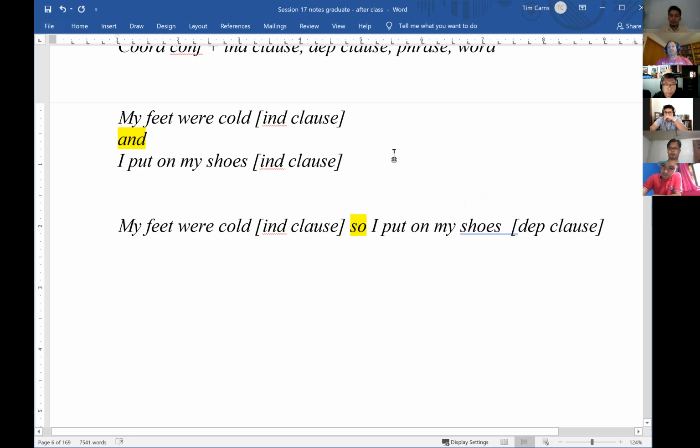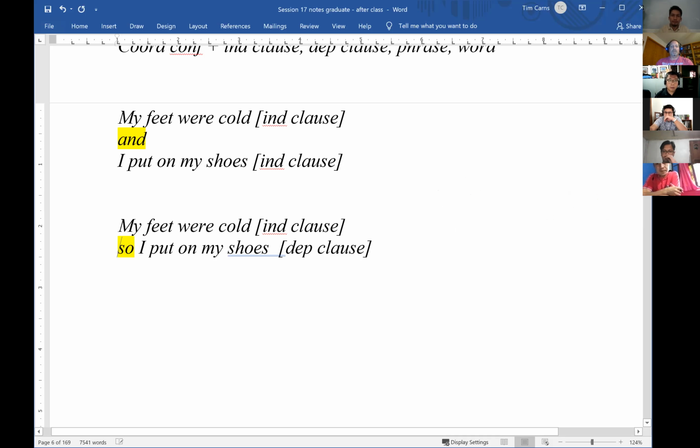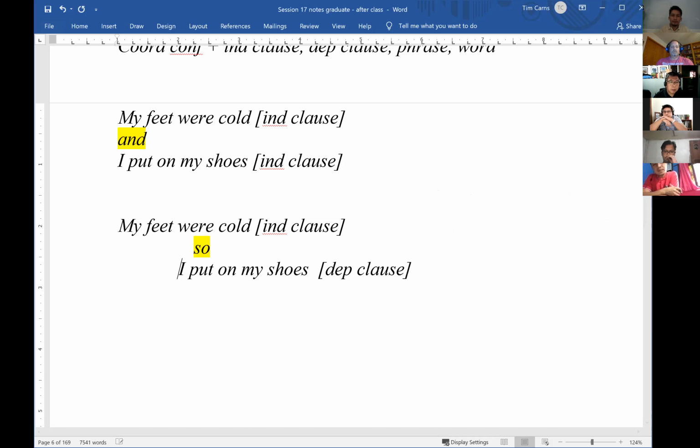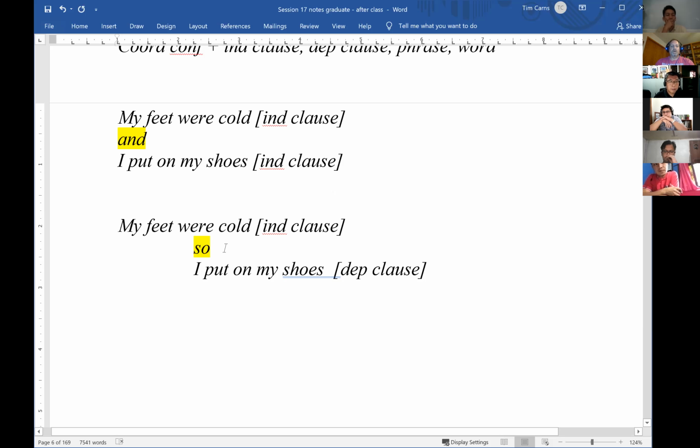So is a subordinating conjunction. How do I know that? Because so is not an and boy. All right? It's subordinating, and that means this, that it comes under. My feet were cold, so, reason I put on my shoes. It's answering the question why. Why did I put on my shoes? Because my feet were cold.